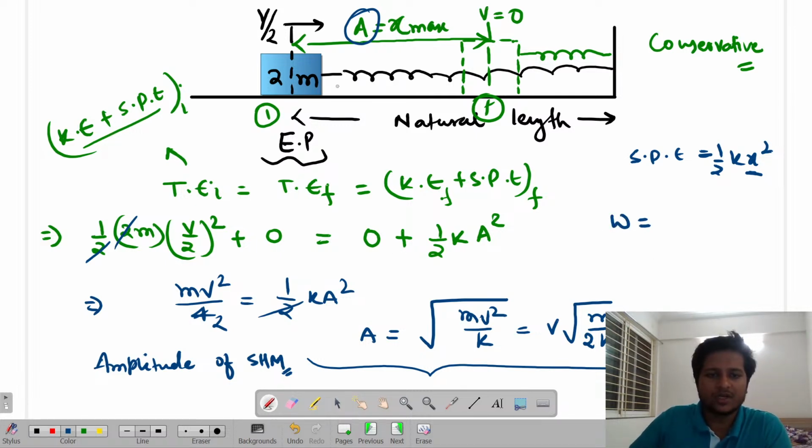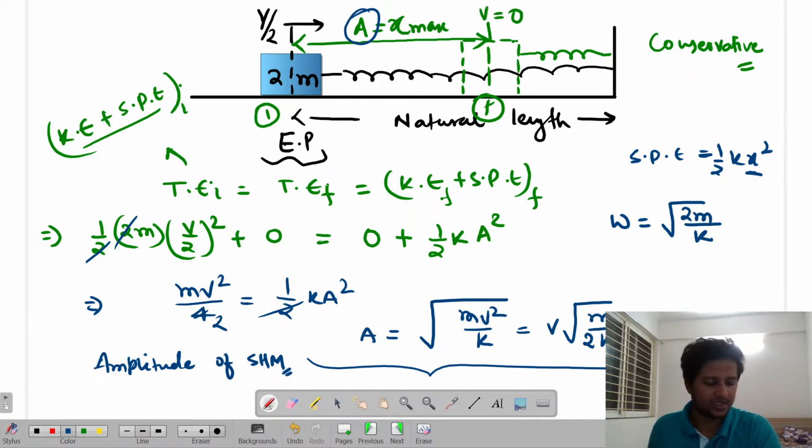Simple. Omega, how many masses are moving? 2m mass is moving or not? So omega is equal to root under k by 2m. Is that clear? Time period we can write, 2 pi by T is equal to root under k by 2m. Okay?